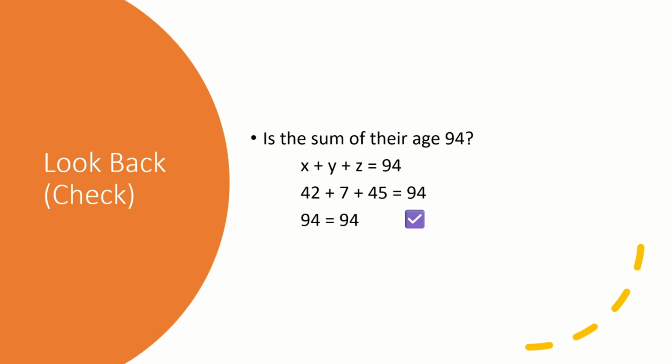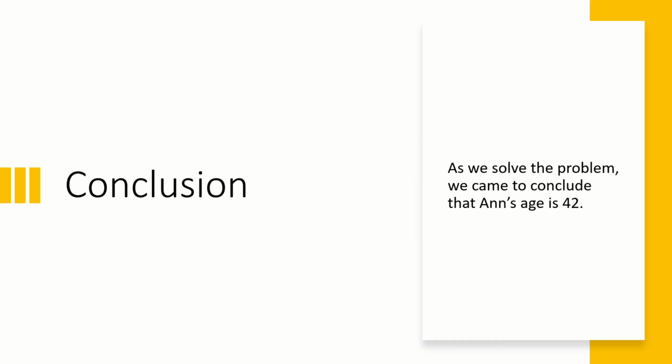So lastly, is the sum of their ages 94? Okay, so we have another expression right here. x plus y plus z equals 94, which we used earlier in solving Anne's age. So let's substitute the variables with their corresponding values. So we have 42 plus 7 plus 45 equals 94. So 42 plus 7 plus 45 is equal to 94. So we can see that all the conditions are satisfied.